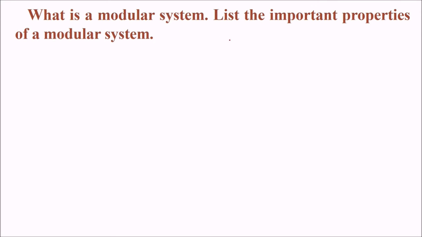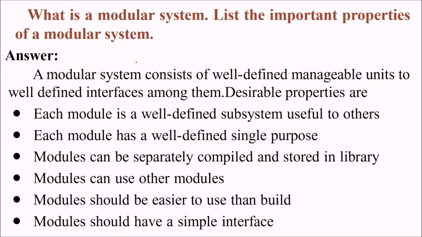What is a modular system? List the important properties of a modular system. So a modular system consists of well-defined manageable units with well-defined interfaces among them. Like this: well-defined manageable units with these interfaces among them.